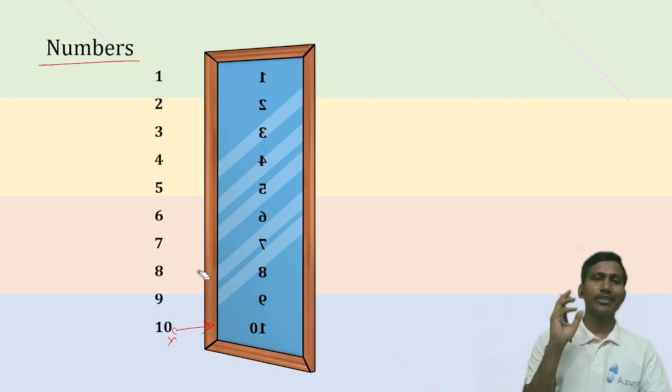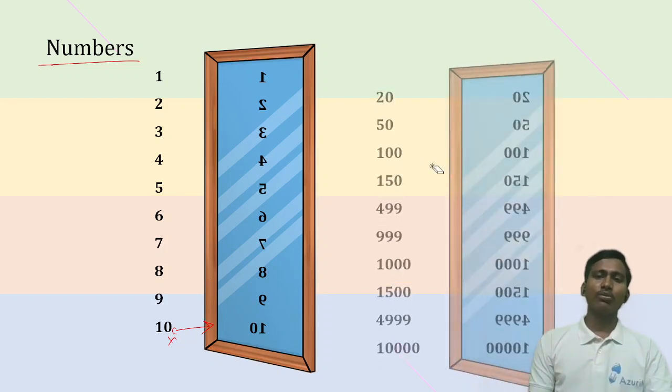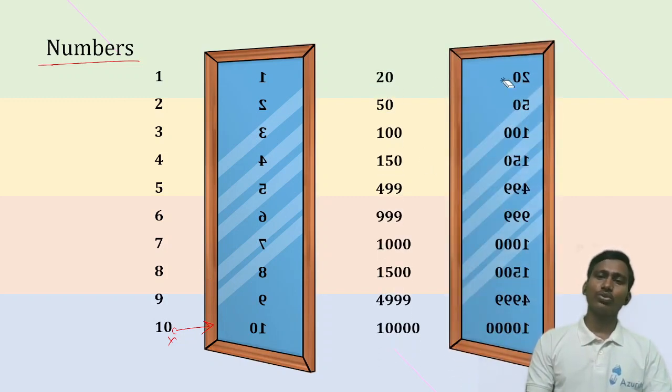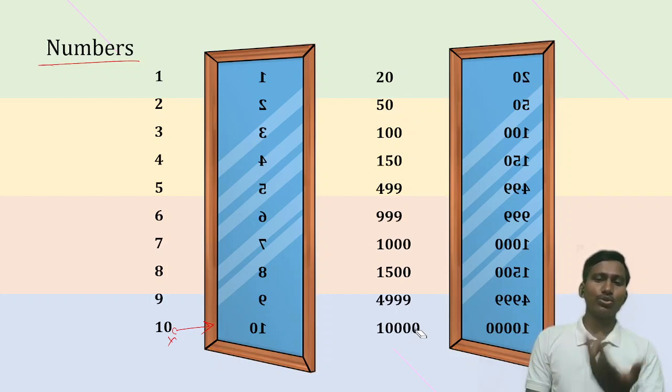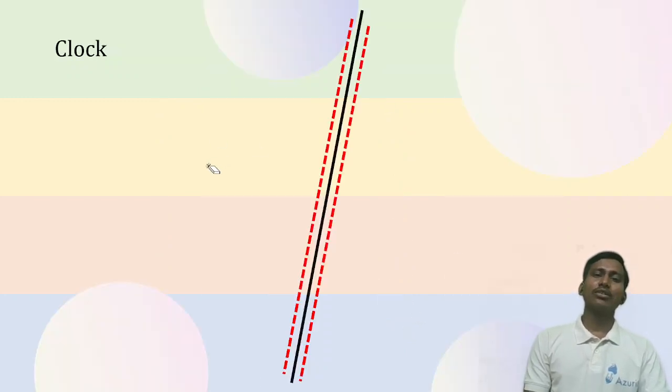So you have to write this one also. And what about 20? So 20 will be like this, then 50, then 100, then there are so many. So you should draw and practice, so it will be very simple for you. Understood? Okay, so now let us see the clock mirror image.